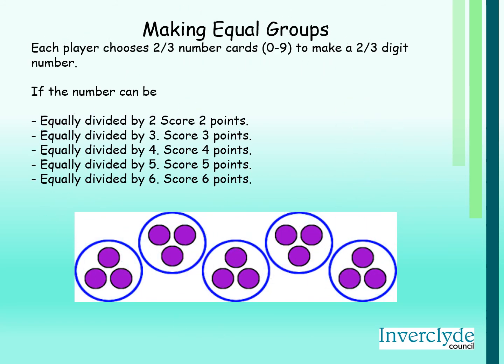Here is a game to play with your friends or family. It's called Making Equal Groups. Everyone can think about their division skills and improve them by playing this game. Each player chooses 2 or 3 number cards. You'll need the number cards from 0 to 9, and you need to make either a 2-digit number or a 3-digit number. Of course, you can make a 4-digit or a 5-digit number if you really want some challenge. You then have a look at your number and see if it can be divided equally.